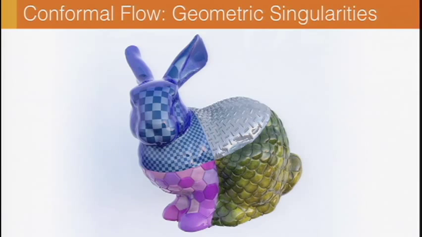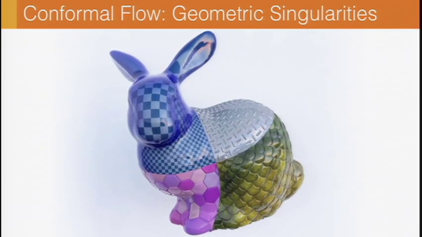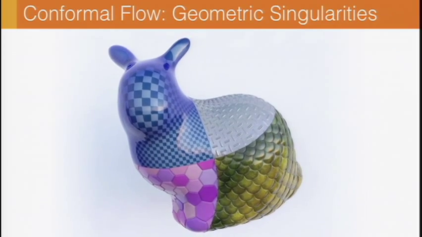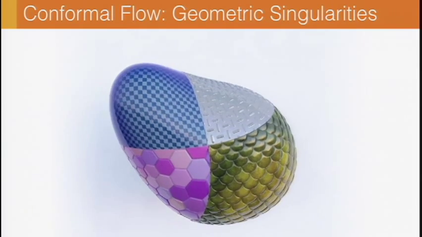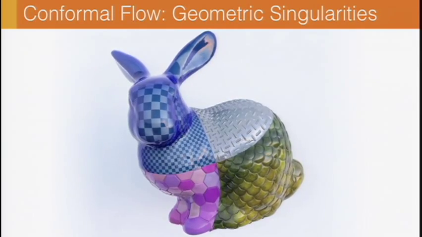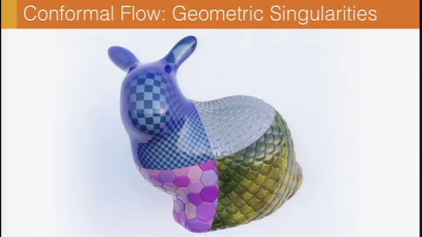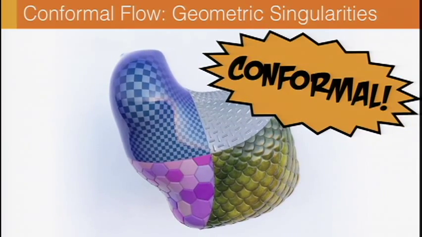If we watch this flow evolve, one other nice thing that happens is that geometric features are nicely preserved, so these ears stay nice and round. And you'll also notice that things like textures and displacement maps on the surface look very good. And the reason that happens has to do with the conformal nature of our flow, which I'll talk about in a bit.